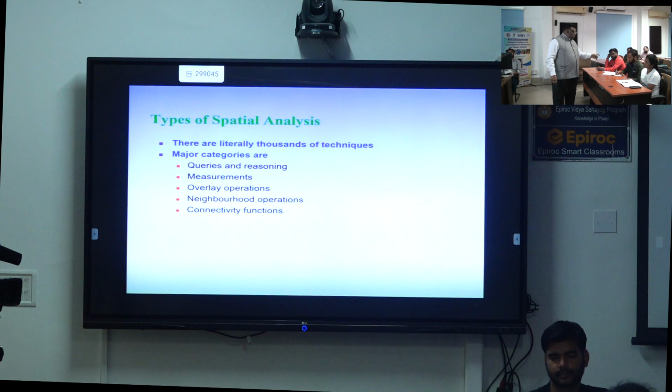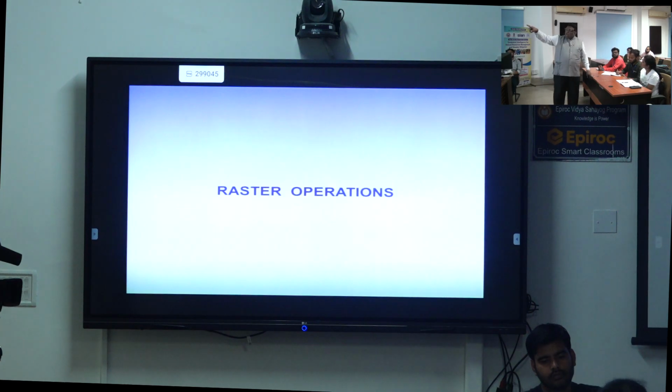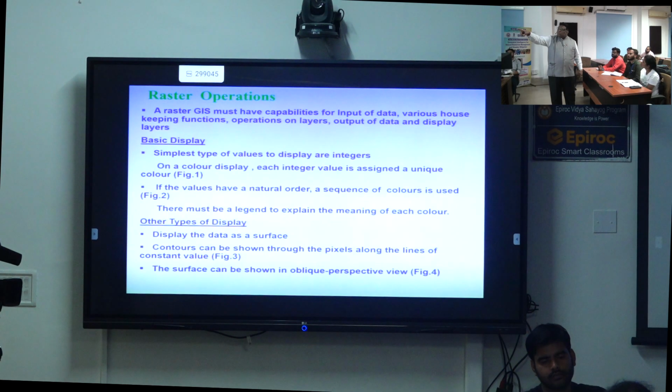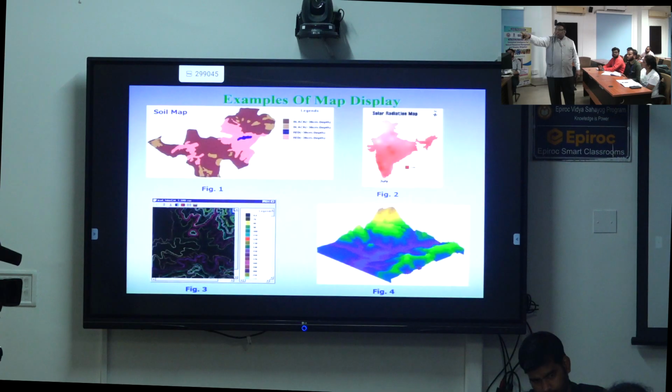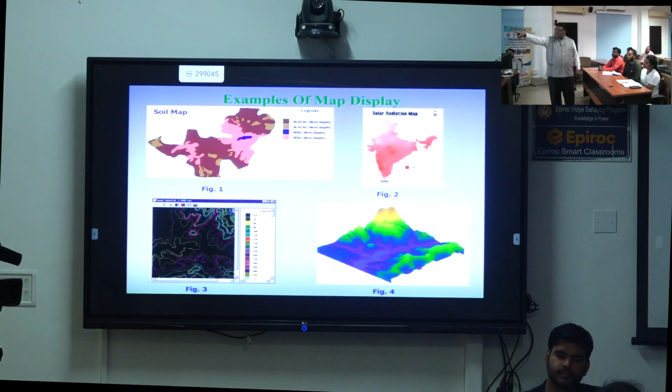Then neighborhood operation: a point is there, and what is very near to that point is its neighborhood. Connectivity: suppose an accident has occurred, what is the shortest route to a nearby hospital? All those things can be done with connectivity. Then raster operations. These are the different ways in which you can display the data.